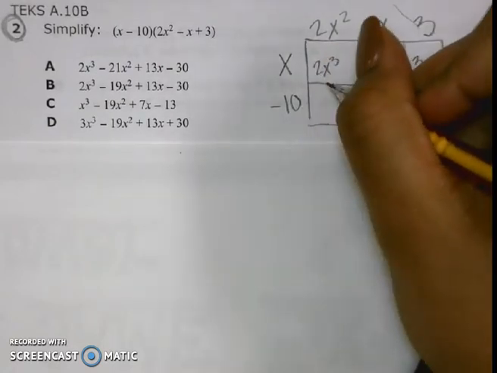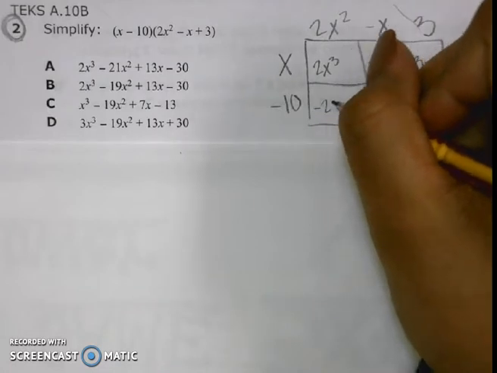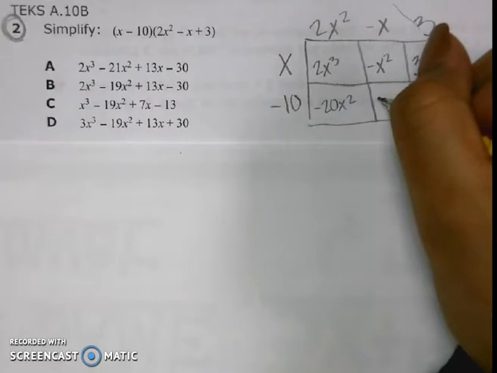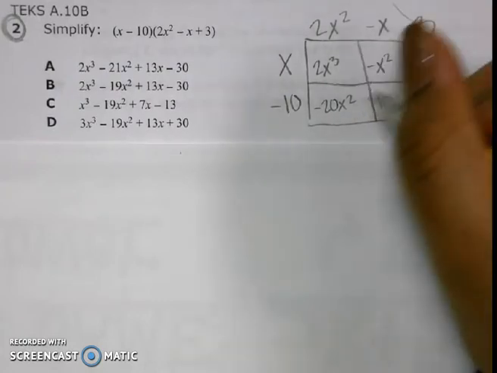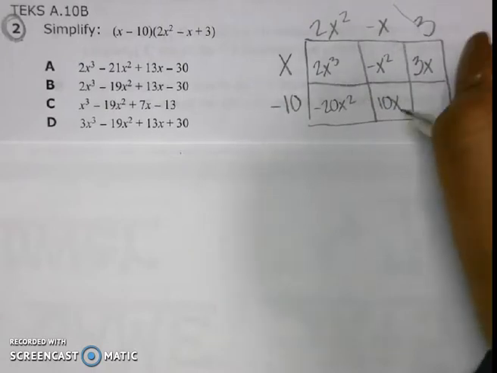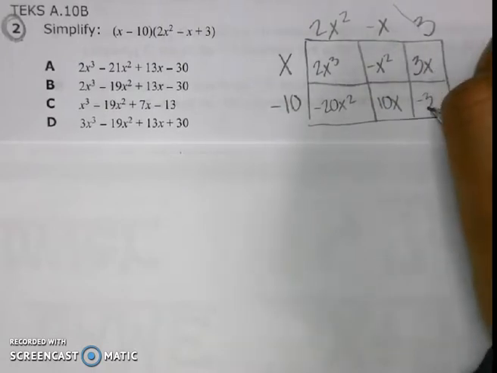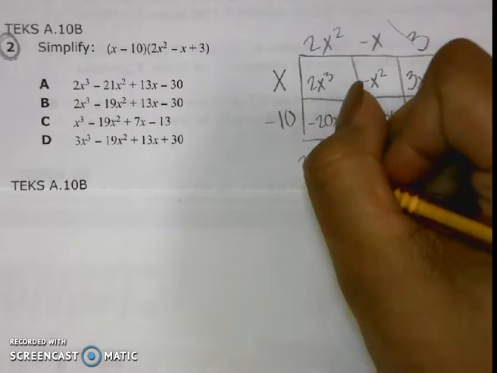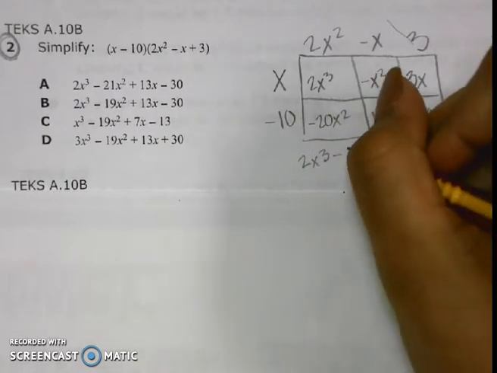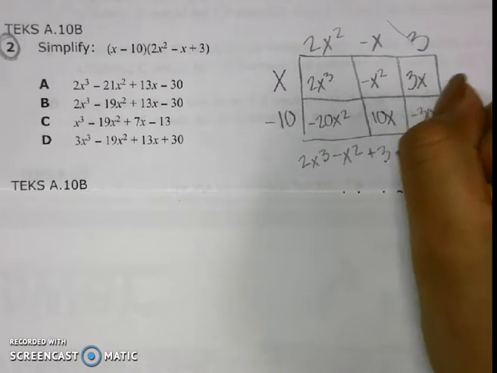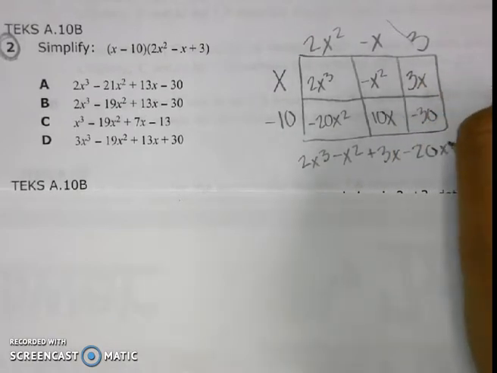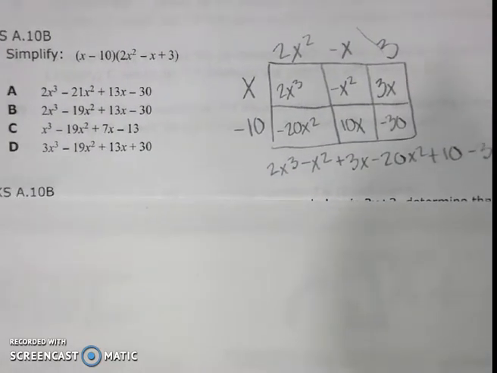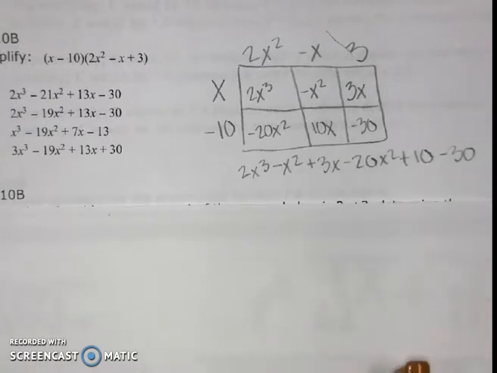Negative 10 times 2x squared is going to be negative 20x squared. Negative 10 times negative x is going to be a positive 10x because the negatives will cancel out and make a positive. And then negative 10 times 3 is going to be negative 30. I like to write them all out. Perfect. Okay, and then we're going to combine like terms.